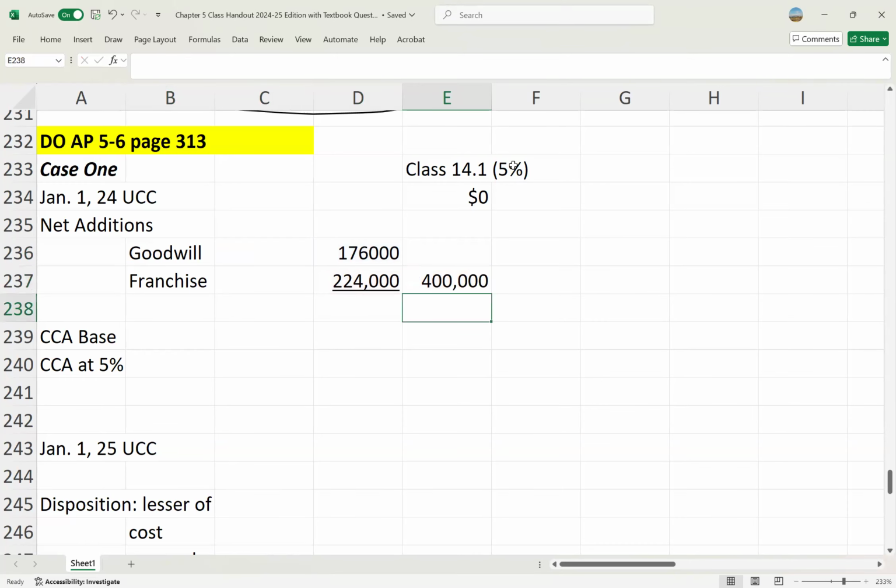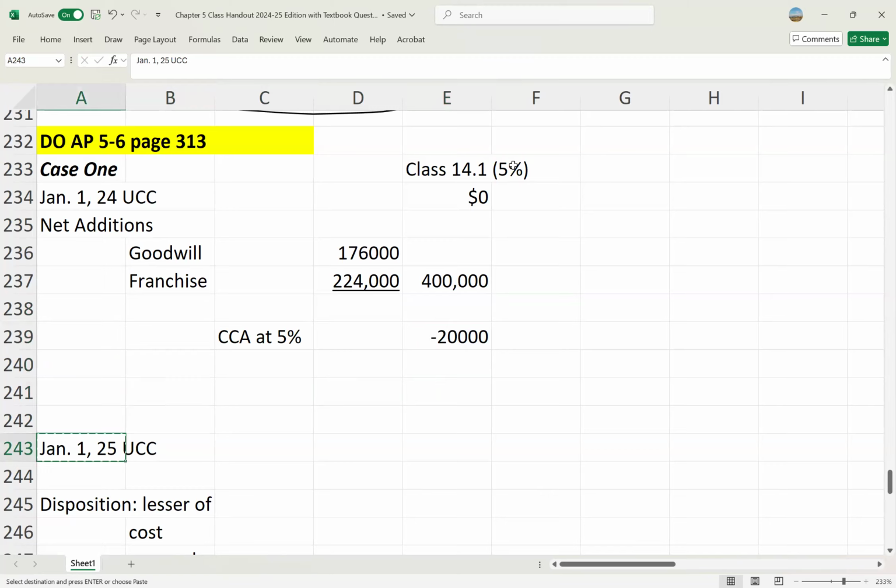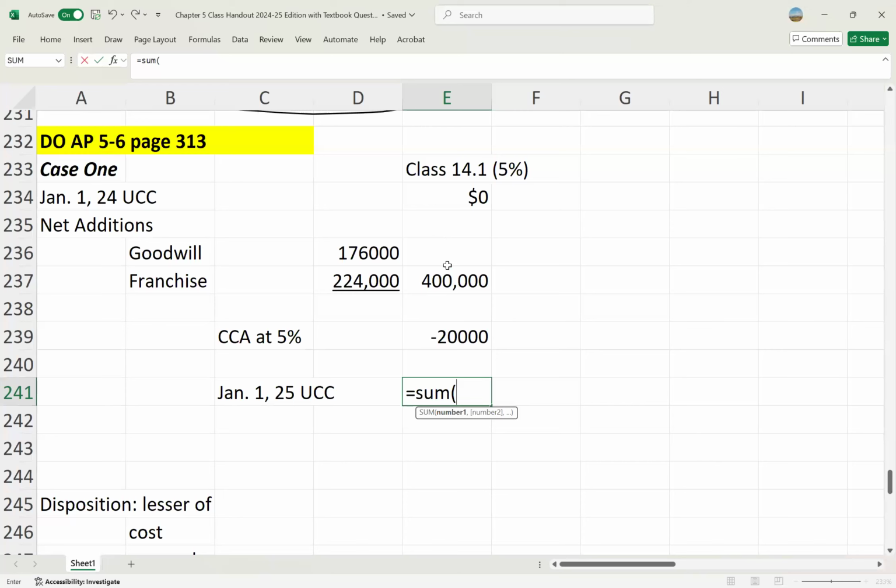Yeah, 400,000. Once again, don't worry about the CCA base, because remember, we're in 2024. So the accelerated investment incentive will be at 100%. So we don't have to make any adjustments. We're just basically going to take 5% of the 400,000. And so the CCA for the first year will be 20,000. And then the UCC going into next year is going to be 380,000. So once again, fairly straightforward.